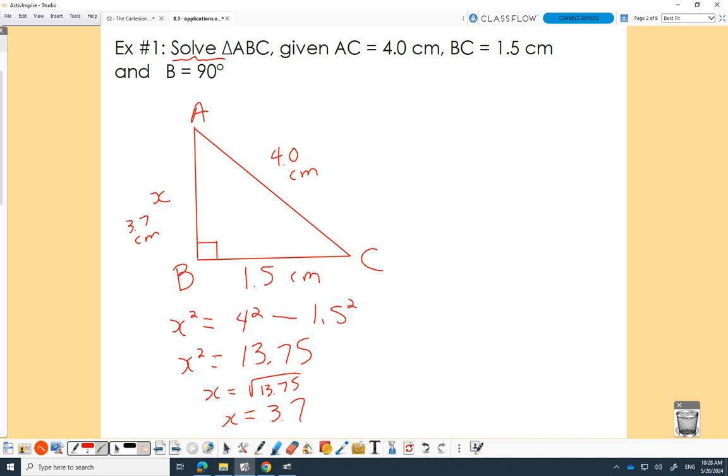Future science people, the original question had 1 decimal place, so your answer should have 1 decimal place. Lots of discussion of that in chemistry and biology and physics in grade 11 about how many decimal places make sense. Okay? All right, but this question says solve triangle ABC, so I've got to find an angle. Which angle would you like to go after? And it doesn't matter what you choose.